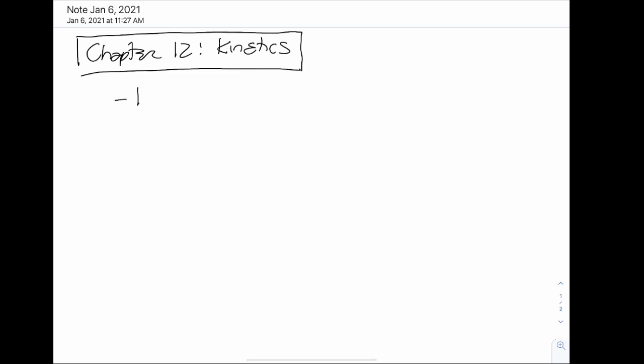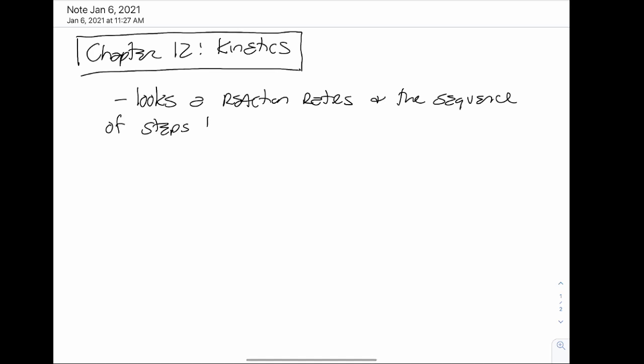So we're going to look at reaction rates, and the sequence of steps by which a reaction takes place. Often when you're given a chemical reaction, we have reactants generally written on the left and our products on the right, and we just show that. And that's usually our net reaction.